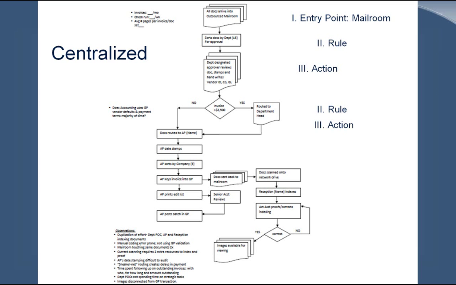Can that be modified if you begin to trust that the rules and the triggers that are in place eliminate the error that can take place because they're rules driven? So as you're going through this, what we're looking for is duplication of effort. Is the department point of contact, AP, and the receptionist all contributing information to the same document? Are they touching it multiple times? Is manual coding taking place? When manual coding is taking place and you're not utilizing your dynamic system, that opens up the possibility of error. Can you eliminate that?